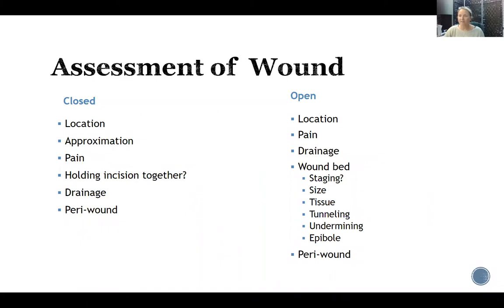So when we are going to assess our wound, let's talk about some of the things that we're going to assess. First of all, location.